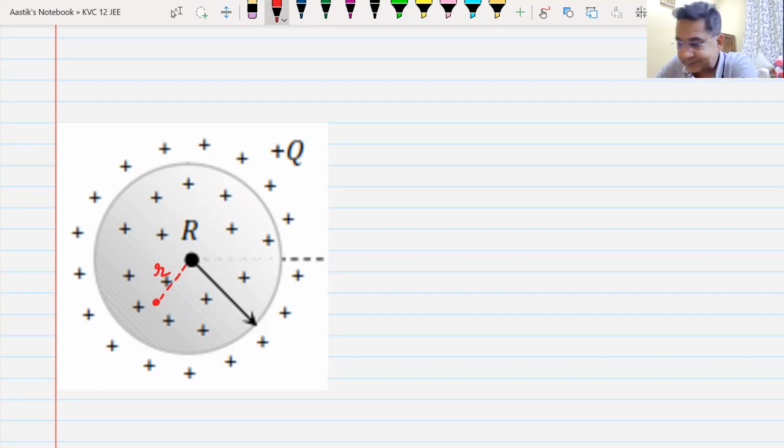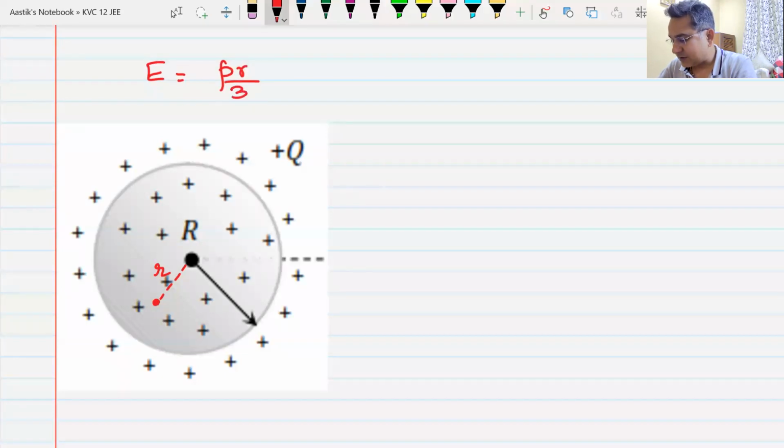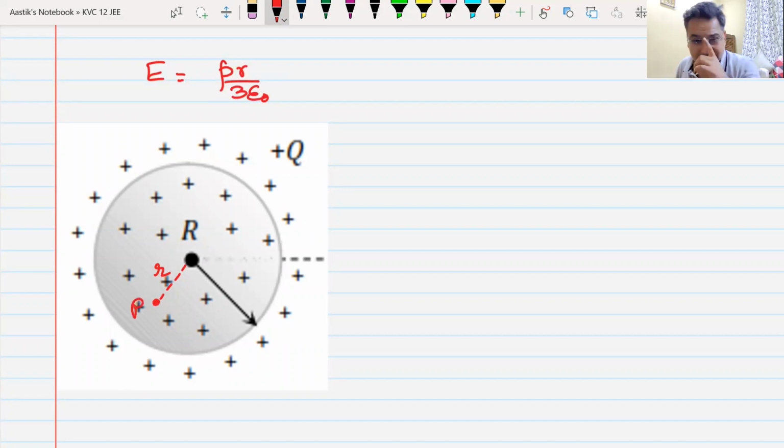AQR by R cube. But I told you that I don't remember it in that way. The way I remember it is in this form. Electric field is rho r by 3 epsilon naught. Did I tell you that? Now, you know the electric field at this point P is rho r by 3 epsilon naught.